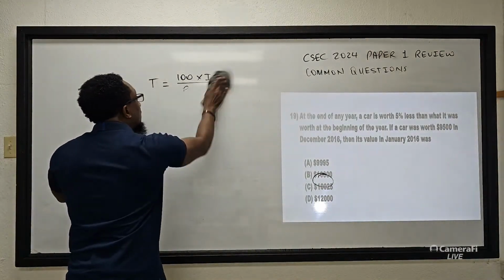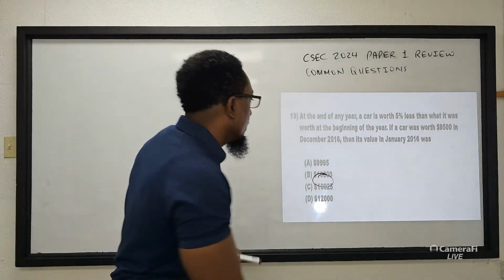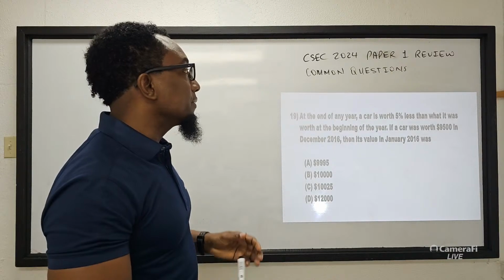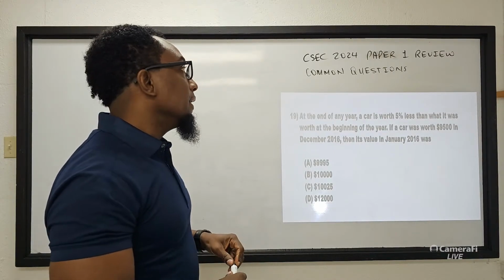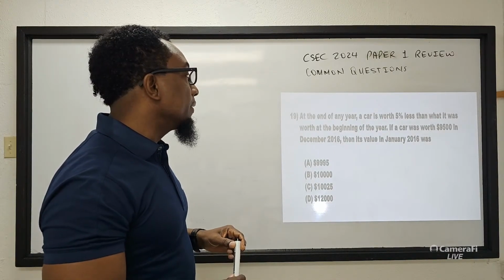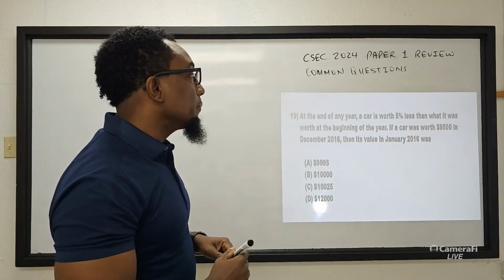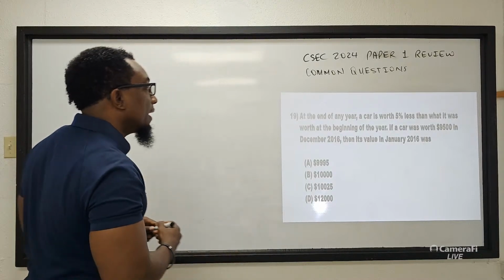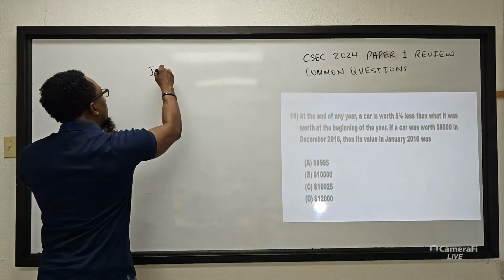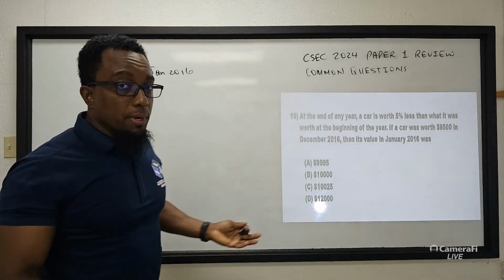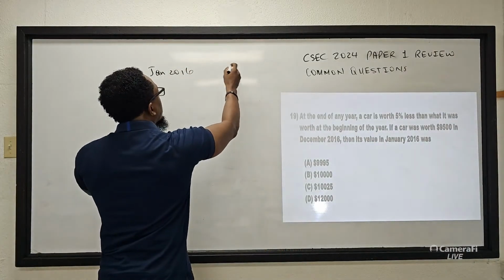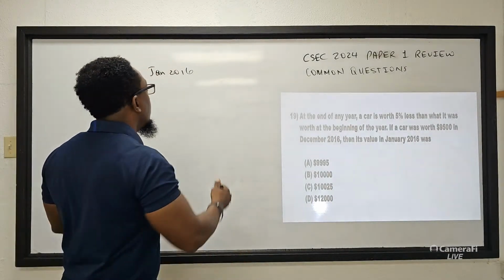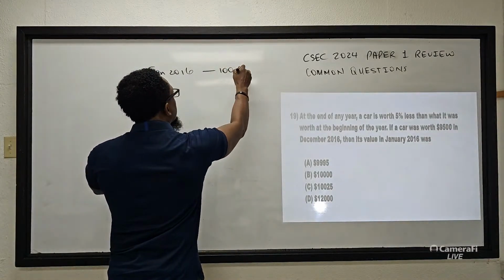So another common question. It states here, at the end of any year, a car is worth 5% less than what it was worth at the beginning of the year. If a car was worth $9,500 in December 2016, then what was its value in January 2016? All right? So in January 2016, we don't know what's the value of the car, but let's equate that to 100%.